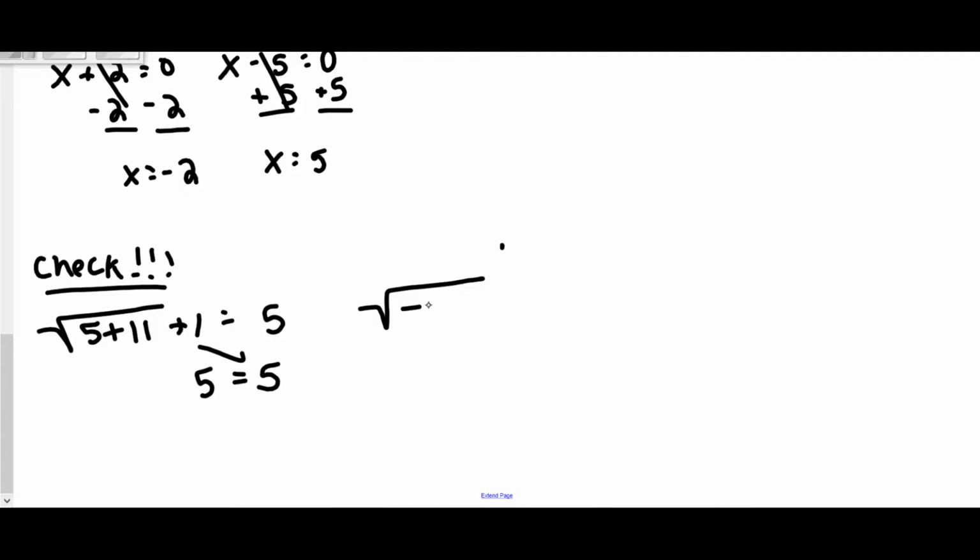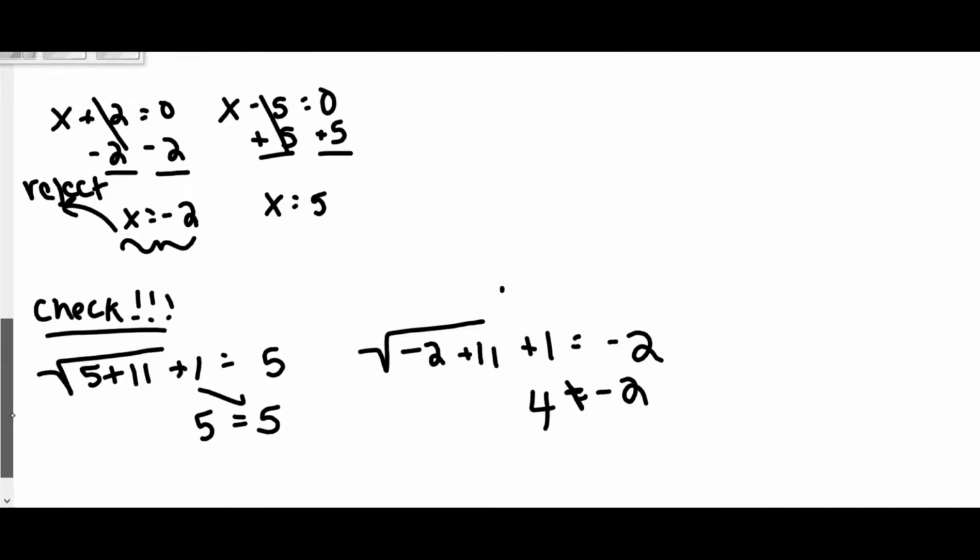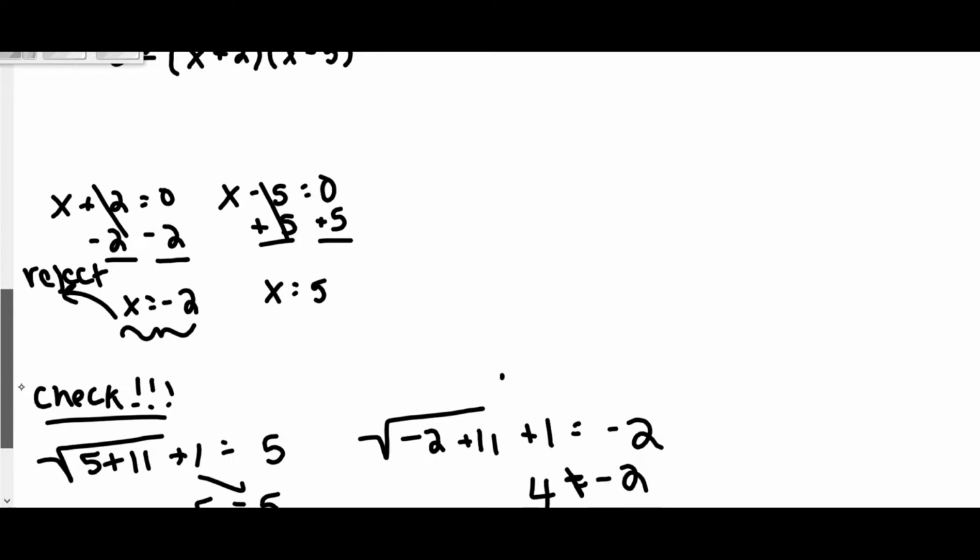So negative 2 plus 11, plus 1, equals negative 2. Once you check it, you get that 4 equals negative 2. That is not a true statement. 4 does not equal negative 2. So we know from this that x equals negative 2 cannot be a solution. So we reject it. It's extraneous. It's not valid. So the only solution we get here, and I'm going to put it in a set because that's what my question asked me, is x, the solution of 5.